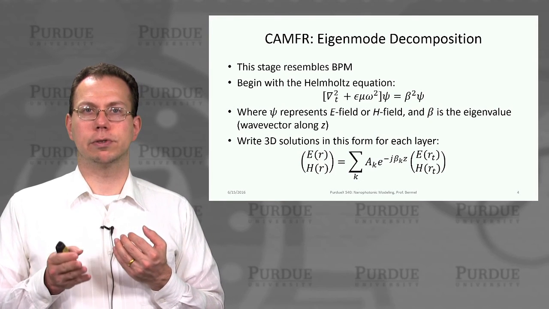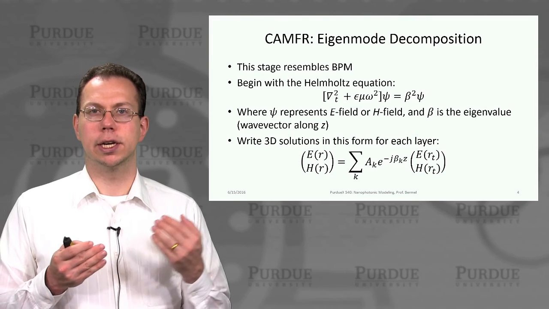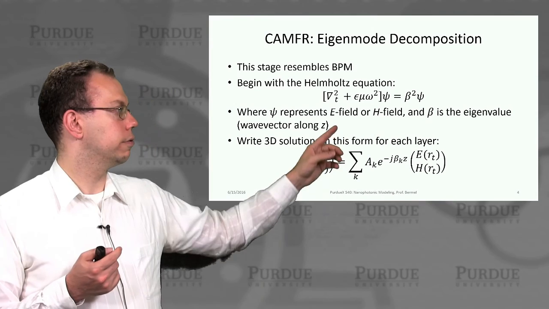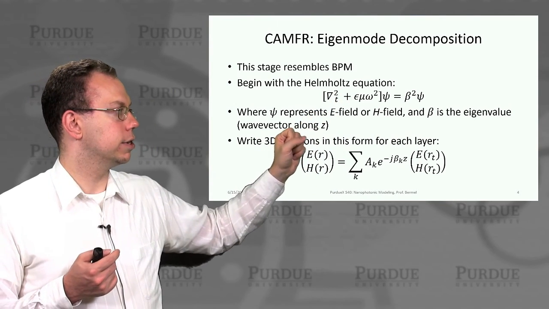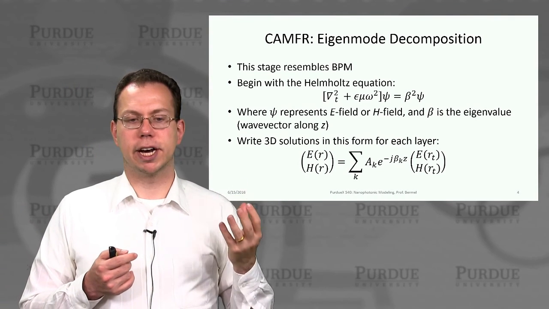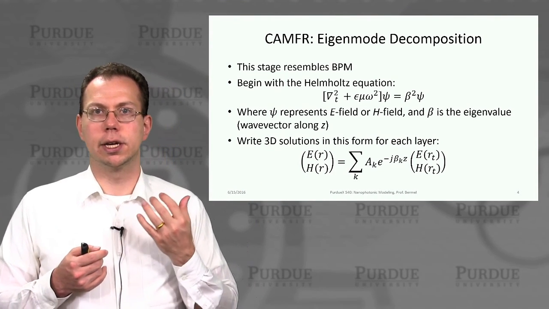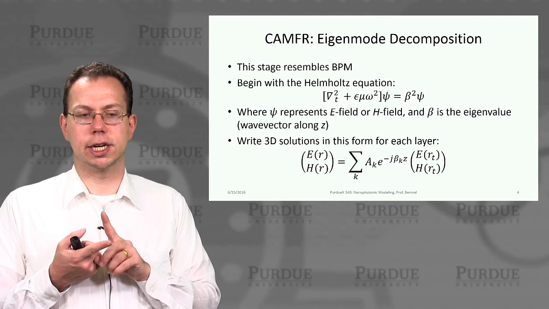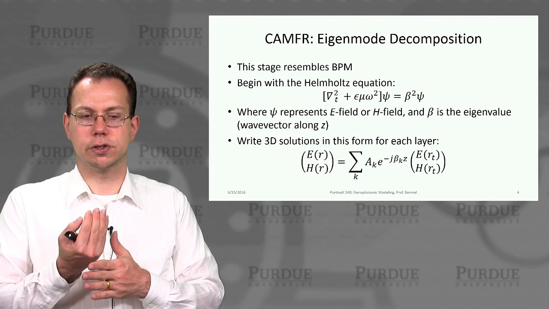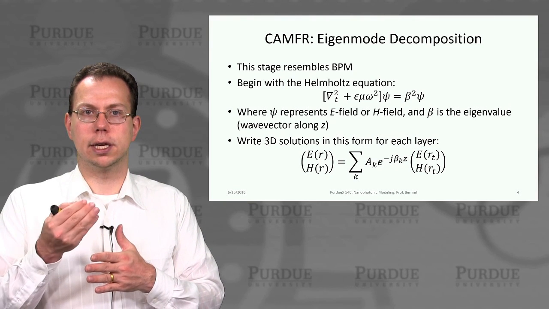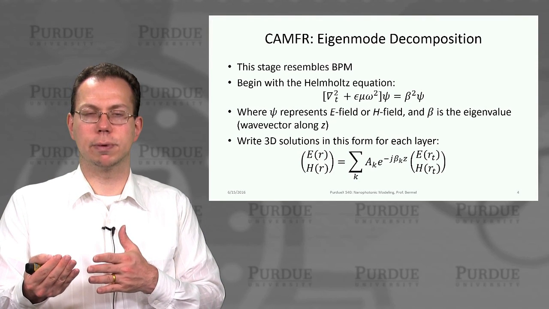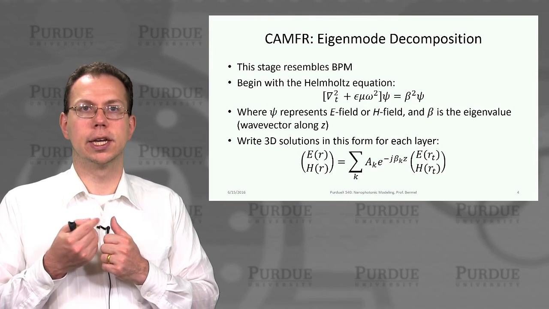And so it all starts with the Helmholtz equation, which is essentially a combination of two of Maxwell's equations into this sort of form here, where we have a transverse Laplacian plus epsilon mu times omega squared, times phi, is equal to beta squared times phi. And so this basically tells you the relationship between the transverse periodicity and the wave vector in this direction, and the frequency and dielectric and permeability constants of the materials that we're dealing with.